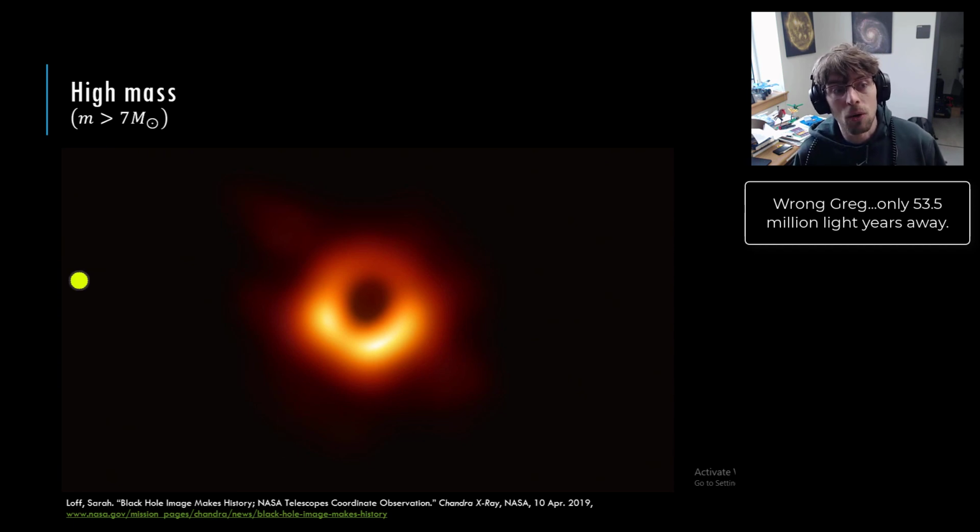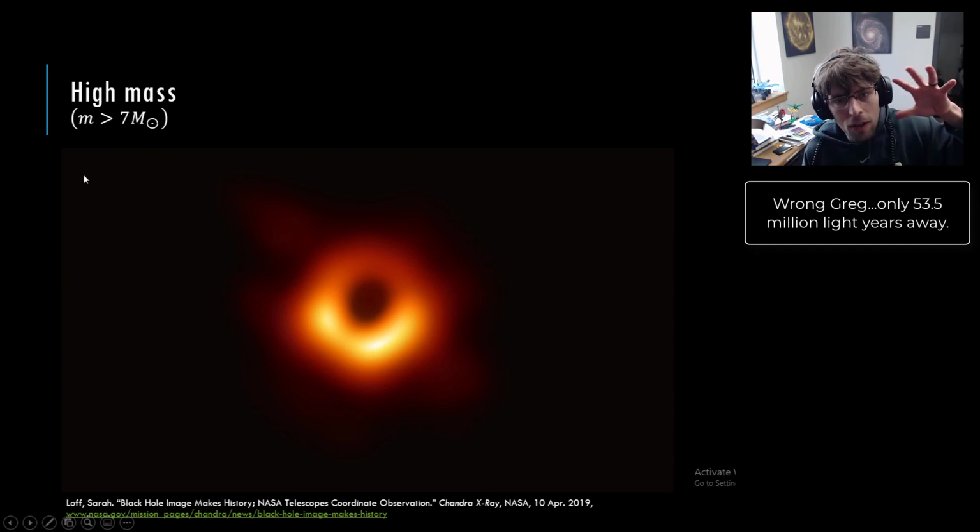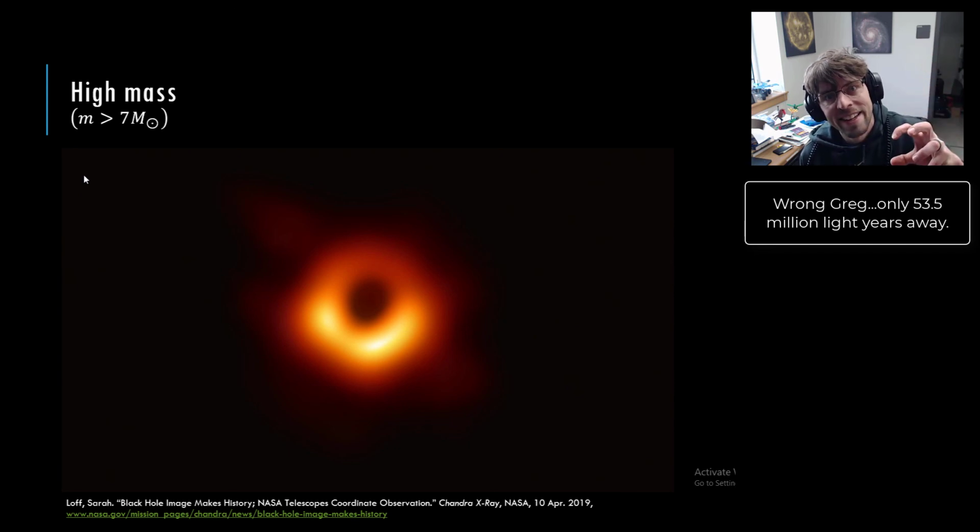But the same idea holds. What happens is that if you're greater than 7 solar masses, you start collapsing. And you collapse and you form a neutron star. You push all the electrons into the protons and you form a neutron star. And then you keep collapsing. And then you break physics.